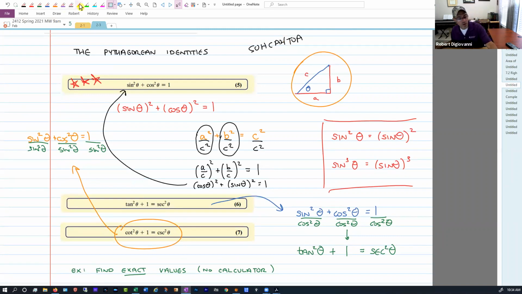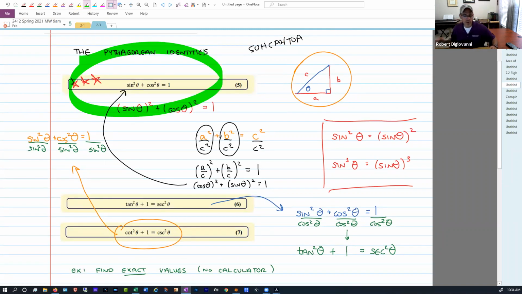The one that I start up here, and I'm going to circle, that's the one you need to memorize. The other two, you need to know they exist. And if you memorize them, great. But that first one, you absolutely need to memorize. And the sooner you remember these, the better for you.